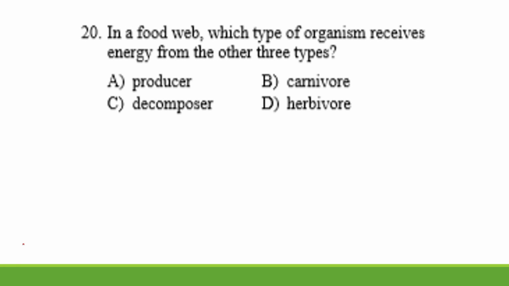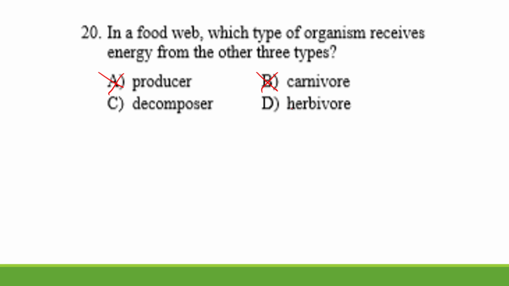In a food web, which type of organism receives energy from the three other types? When we're looking at these, we want one that should be connected to the rest. Producers get their energy from the sun, not carnivores, not herbivores, not decomposers, so it's not producers. Carnivores get their energy from herbivores, right? Snake eats the rabbit. Snake doesn't eat the producer, doesn't eat the decomposer, so it's not going to be here.